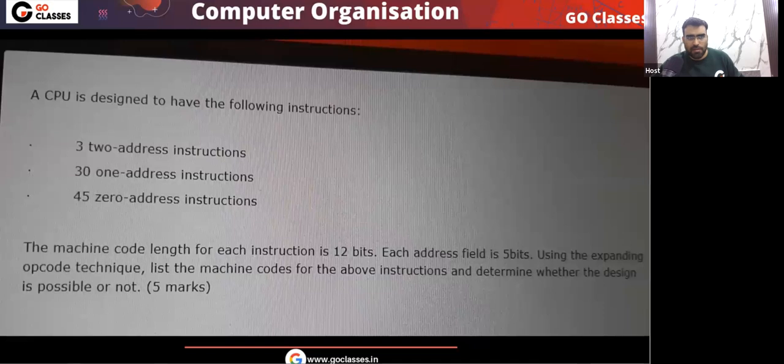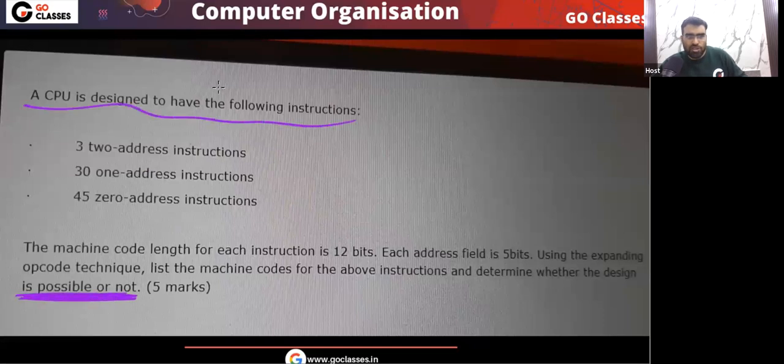This is the last question in today's session. I just want to ask you, is it possible or not? Using the bit pattern method, you just tell me, is it possible or not? I am just asking you, is it possible or not?